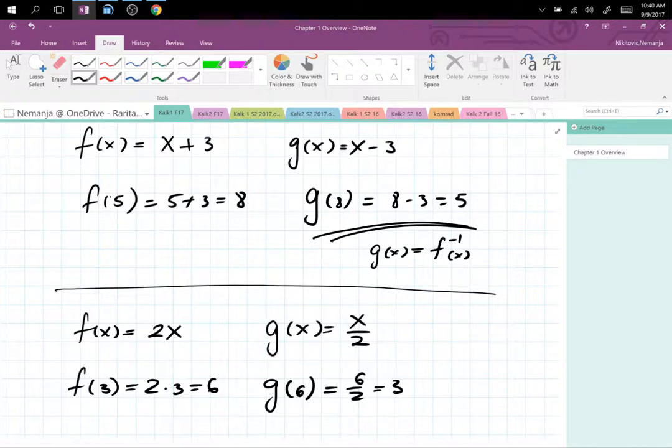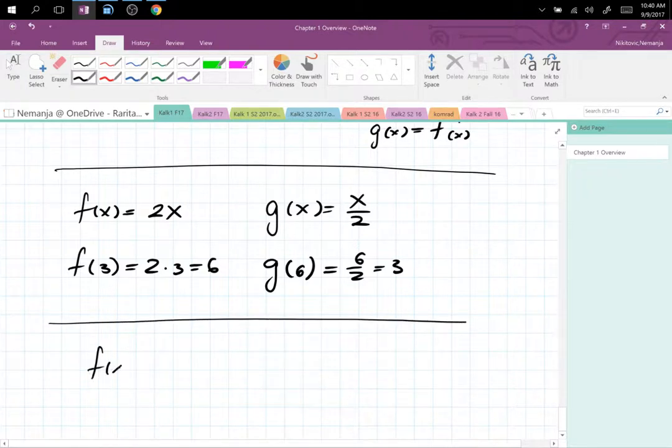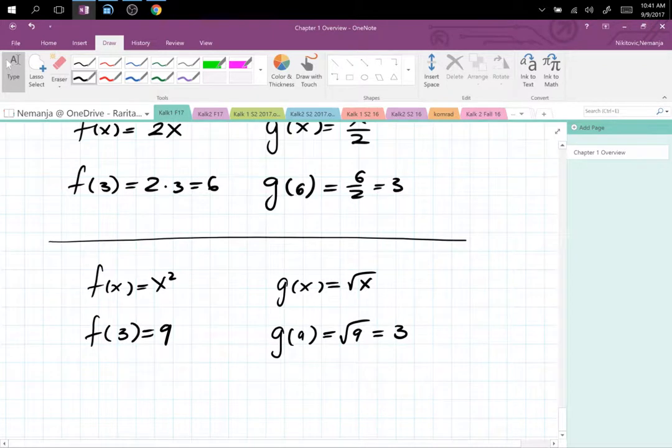But then we get situations when this doesn't work this well. For instance, say f of x is equal to x squared, and then everyone screams, well, of course, g of x equals the square root of x. Well, no, no, no. Because f of 3 is going to be 9, right? So g of 9 is the square root of 9, which is equal to 3. You say, well, that's exactly what happened. Well, not until I try this one.